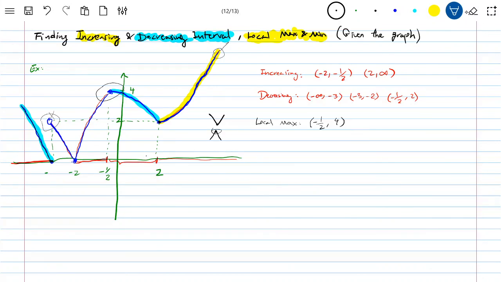If they ask you for the local max value, that means they want only the y value. If they ask you for the x coordinate, you only provide the -1/2. If they ask you for a point, you write this in point format. How about local minimum?